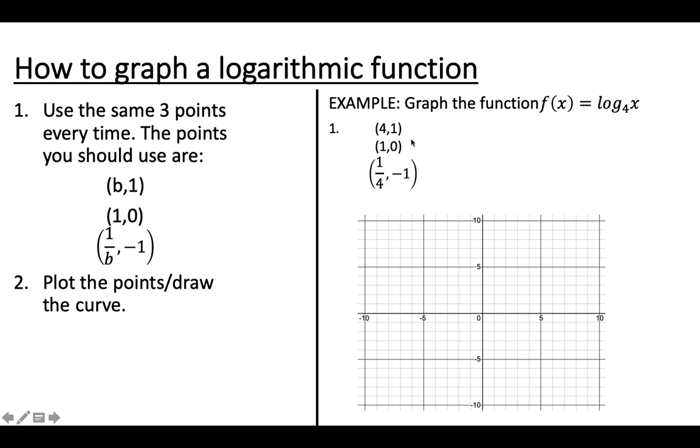Now all you got to do with these is plot them on the graph, make dots. There's my dots. 4, comma 1: over 4 and up 1. Then 1, 0: over 1 and up nothing. And the last one is over just 1/4 and down negative 1. And then I'm just going to connect those with a curve like that.